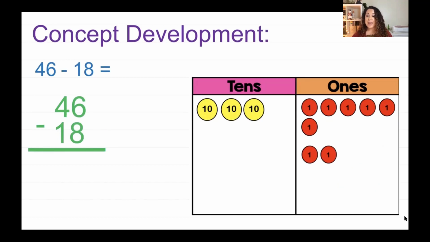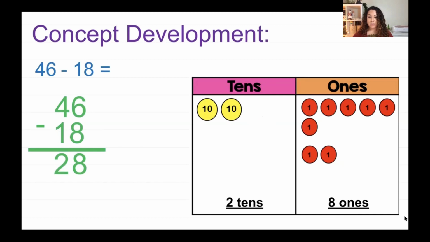Okay, so how many am I left with? I'm left with 8 ones. Now let's look at our 10s. I have 3 10s left. Remember, one of my 10s I unbundled, so I used one of them, but I have 3 10s left, but I still have to subtract 18, so I have to subtract a 10. So let's take away that 10, and what am I left with? 2 10s. So my answer is 28.